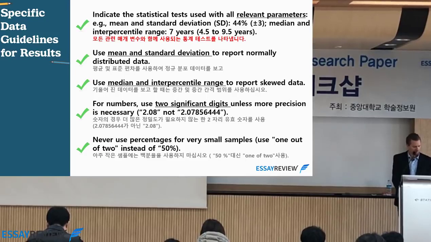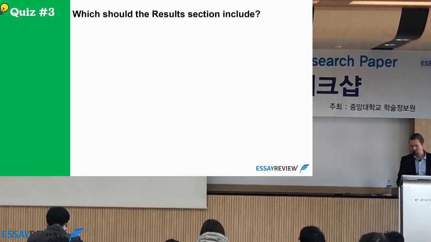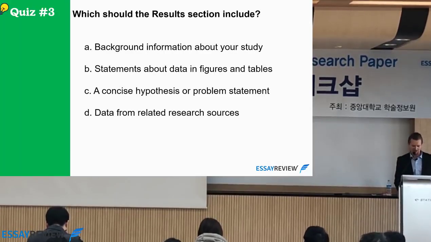Okay, quiz 3. What should the results section include? A, background information about your study. B, statements about data, figures, and tables. C, a concise hypothesis or problem statement. D, data from related research sources. Yes, sir. B, it should include statements about data, figures, and tables.